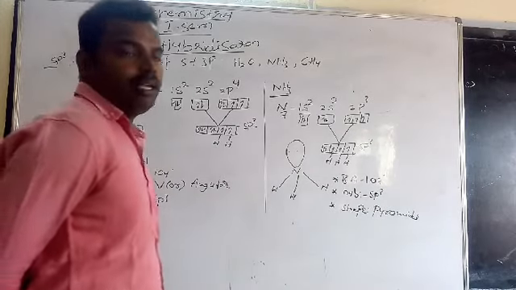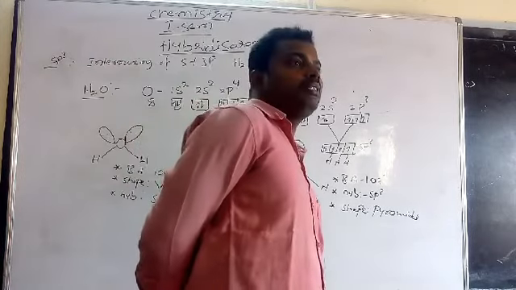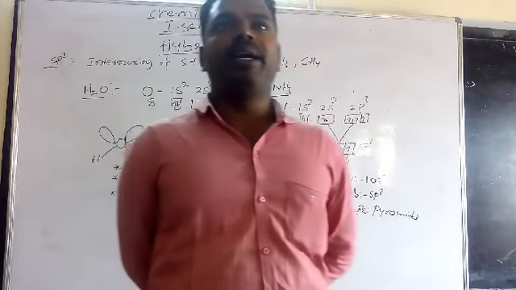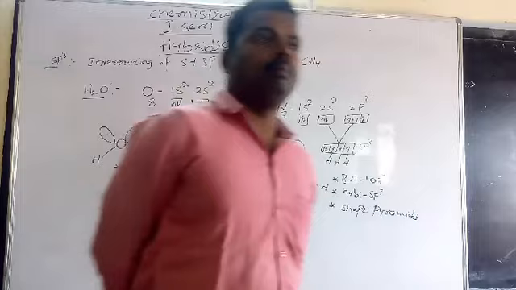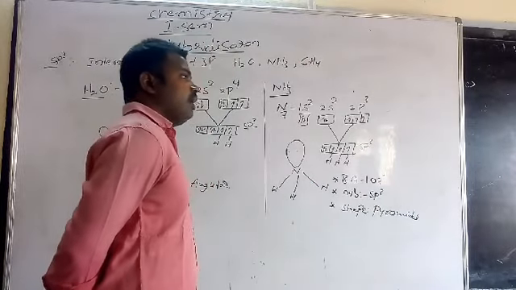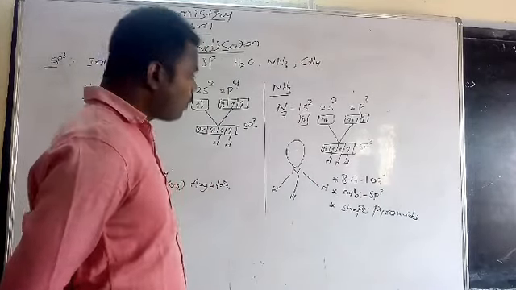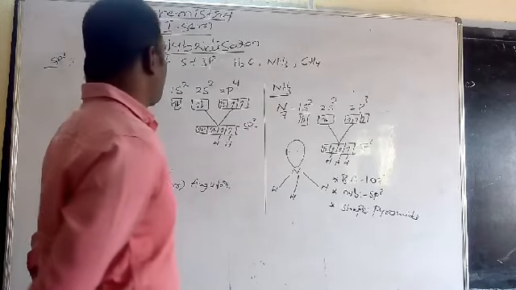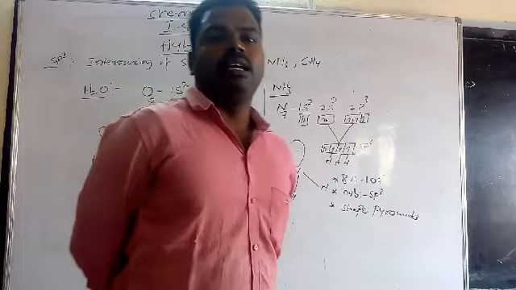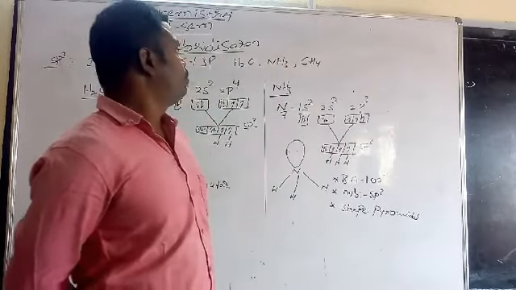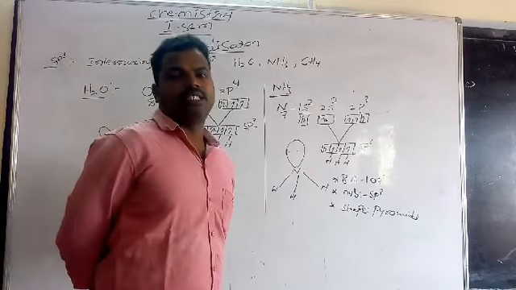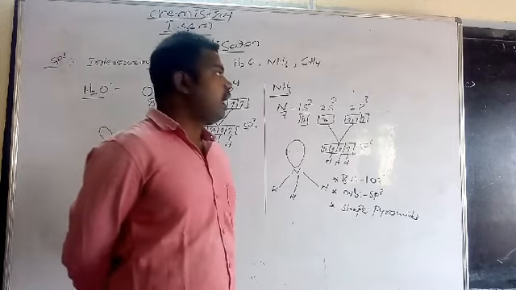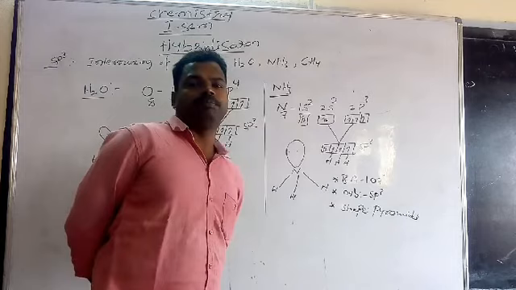Once again I repeat, sp3 hybridization: intermixing of 1 s orbital and 3 p orbitals are combined to give new equivalent hybrid orbitals called sp3 hybrid orbitals. This process is known as sp3 hybridization. For sp3 hybridization, 3 examples are there: H2O, NH3 and CH4. H2O means water molecule, NH3 means ammonia, and CH4 means methane.